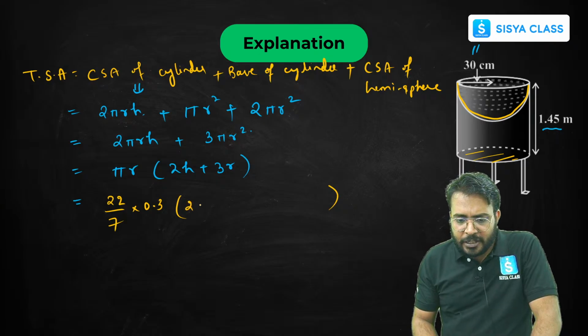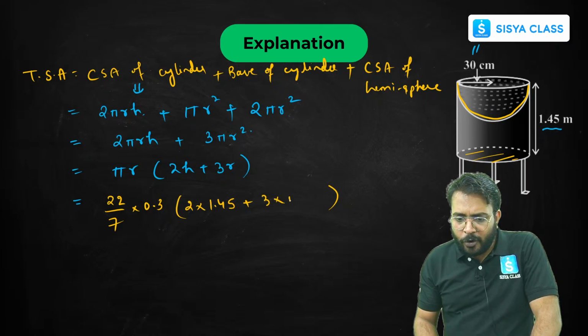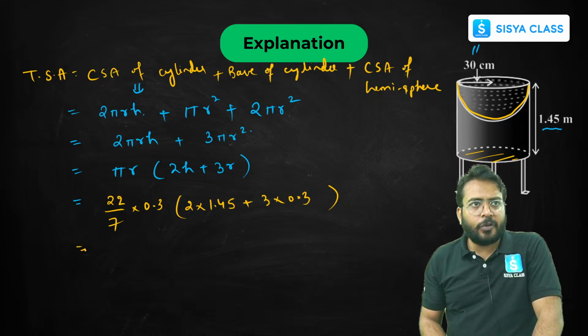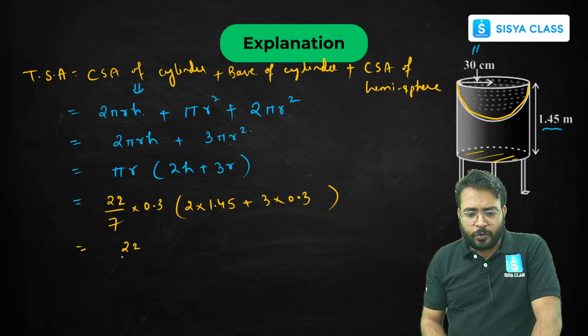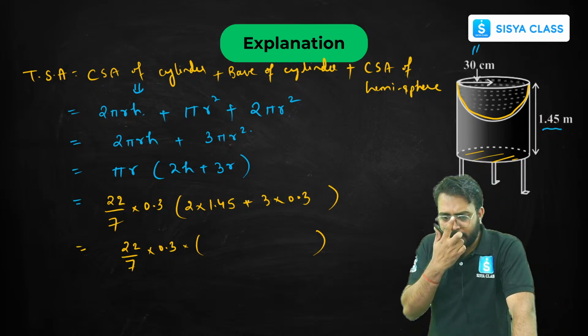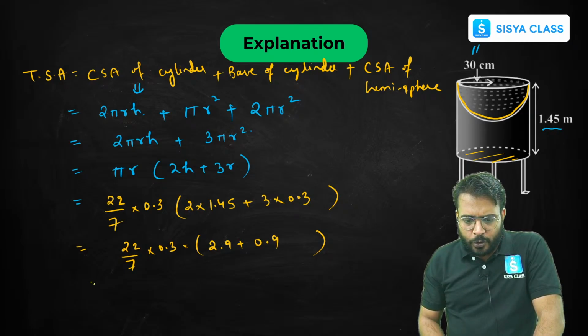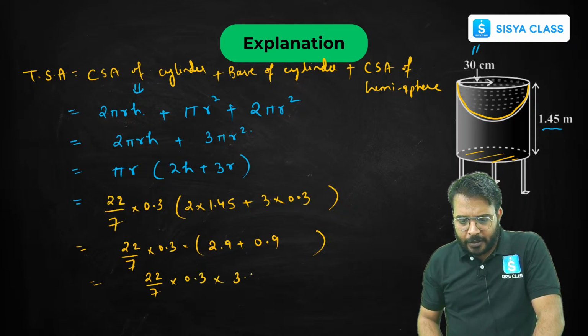2 times h is nothing but... 1.45 plus 3r, it is going to be 3 into 0.3. Okay, all right. So now can you substitute all the values? 22 by 7 into 0.3 into 2 into 1.45, so it is going to be 2.9, right? It is going to be 2.9 plus 0.9, so 22 by 7 into 0.3 into 3.8, right? It is going to be 3.8, okay?